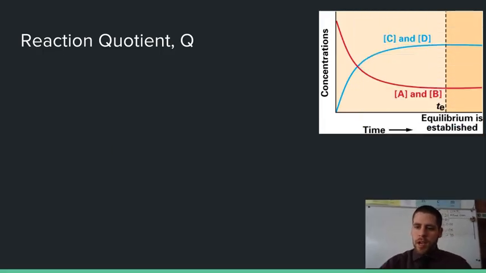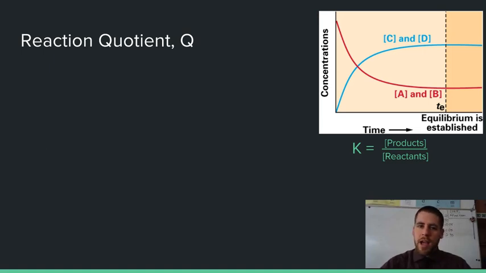Here's a generic graph showing equilibrium. We've seen this before. You can tell what the products and the reactants are just by the shape of the curve, right? The red line is decreasing, so that must be our reactants. The blue line is increasing, so that must be our products. And we talked in the first video about how to calculate K, and that is products over reactants, right?